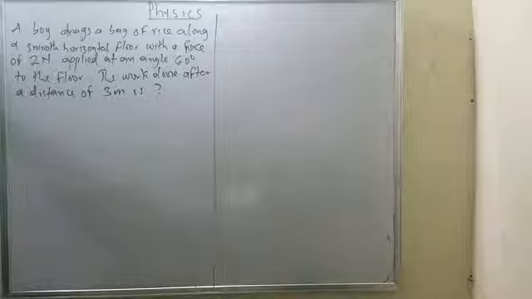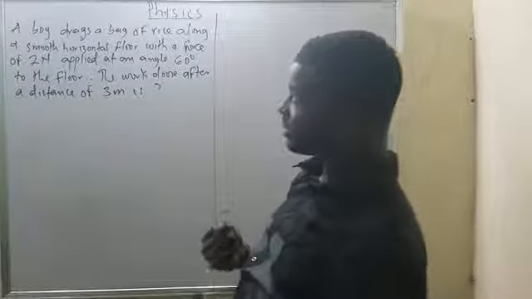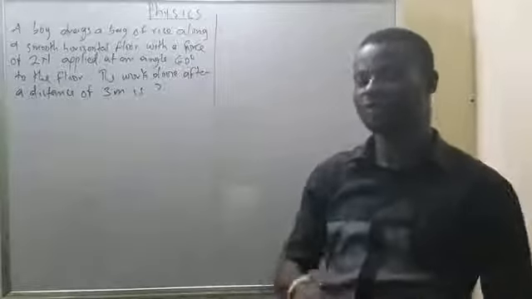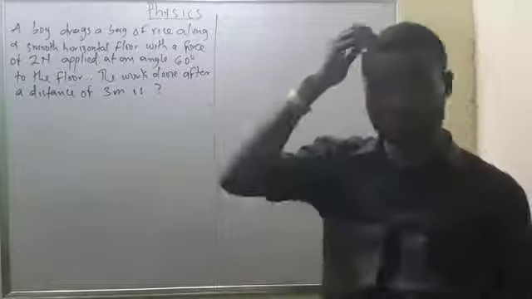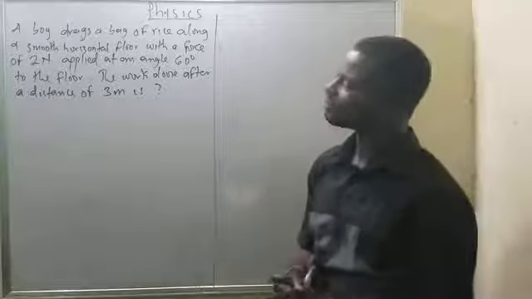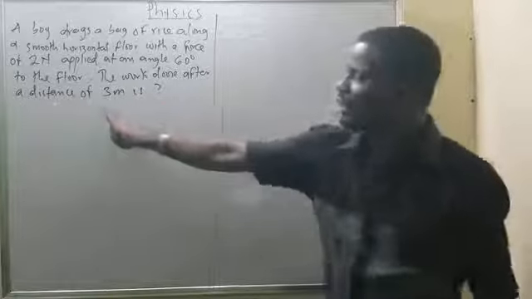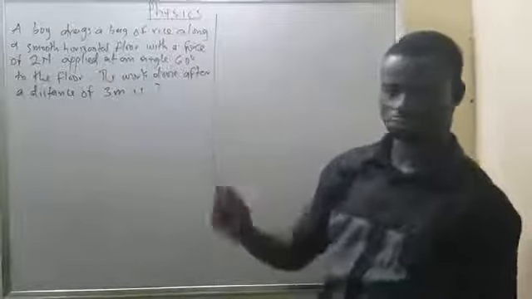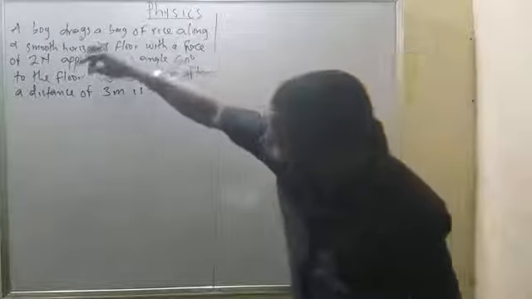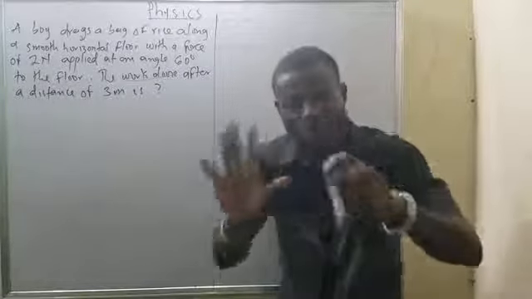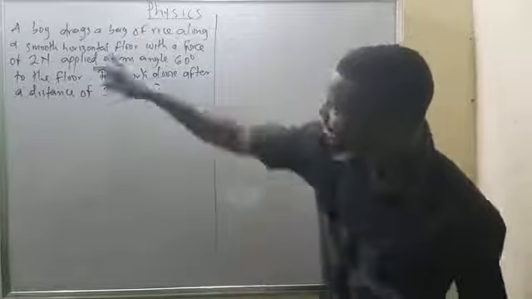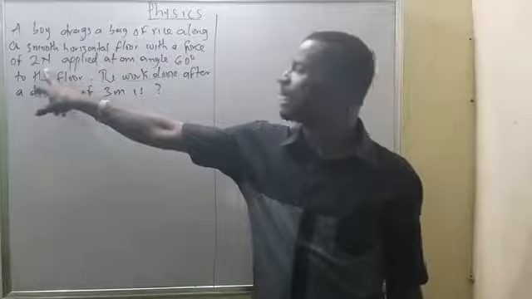This is a very simple question that you are to work on. Please learn how to interpret questions, because if you cannot interpret questions, there is no doubt you may not be able to get a physics problem done. Now, look at this question. The question lies here: the work done after a distance of 3 meters. It means you are looking for work done. Take note of that. All this above is just modifying the question: a boy drags a bag of rice along a smooth horizontal floor with a force of 2 Newton.